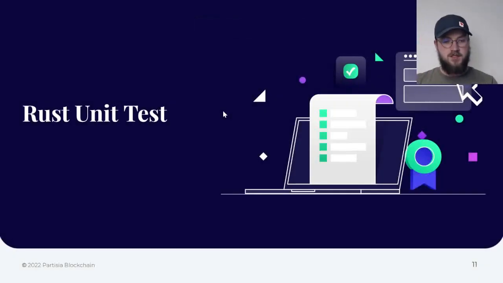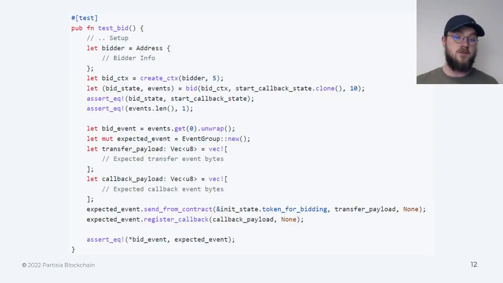So for the Rust unit test, we can do a bit better. We can actually automate this process of interacting with the contract state in the form of actions. So first off, we need to create some form of setup where we are creating the values, we're creating the contract state. Then we create our bidder with the address info needed for him. And then we create our context for the bid. Now we call our bid, and then we get the events back, and we also get the current bid state, so we get a callback.